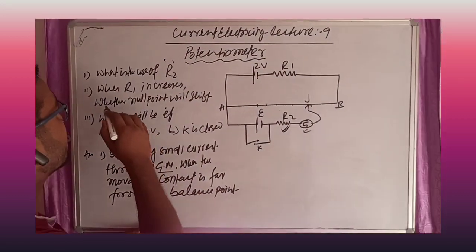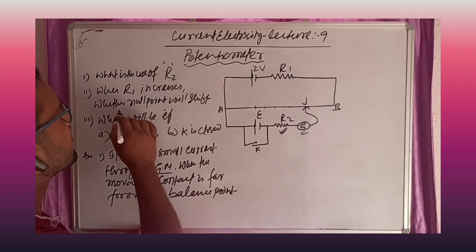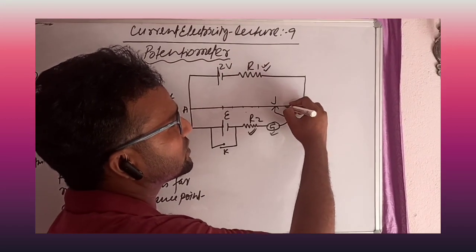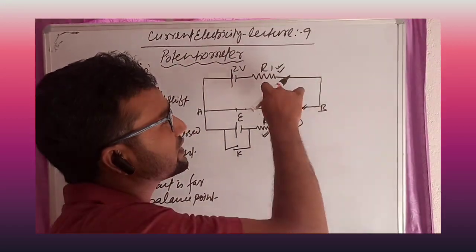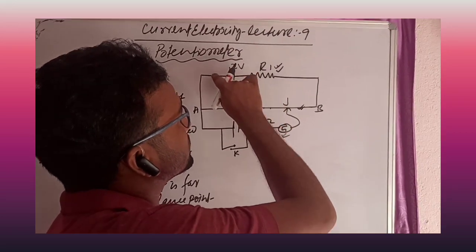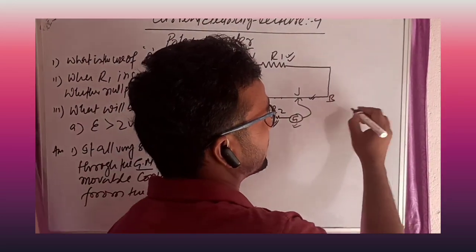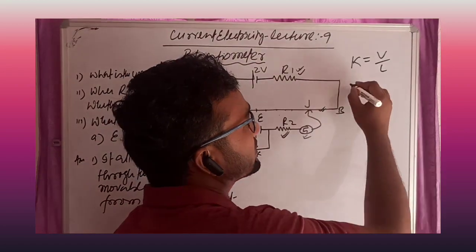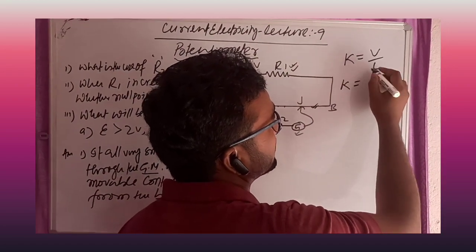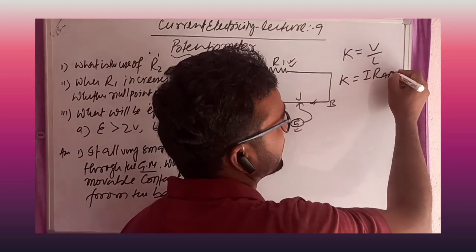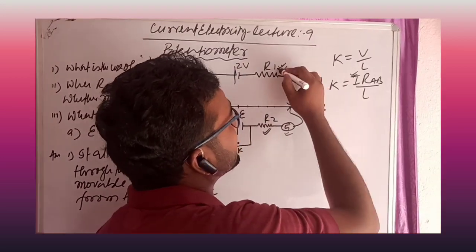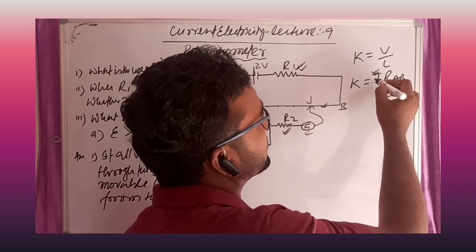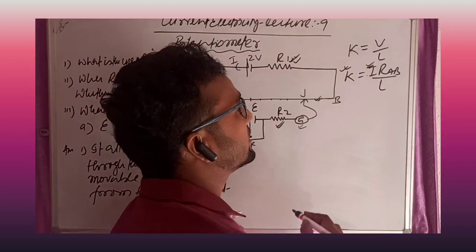Now the second question is: when R1 increases, whether the null point will shift. R1 is the external resistance. This resistance is in series with this wire. So when we increase R1, no doubt the current through this will decrease. Here very simple, we have K equal to V by L. K equal to V by L means V equal to I R_AB by L. Now with increase in R1, the current through this I will increase. So if I will increase, then K also will increase.